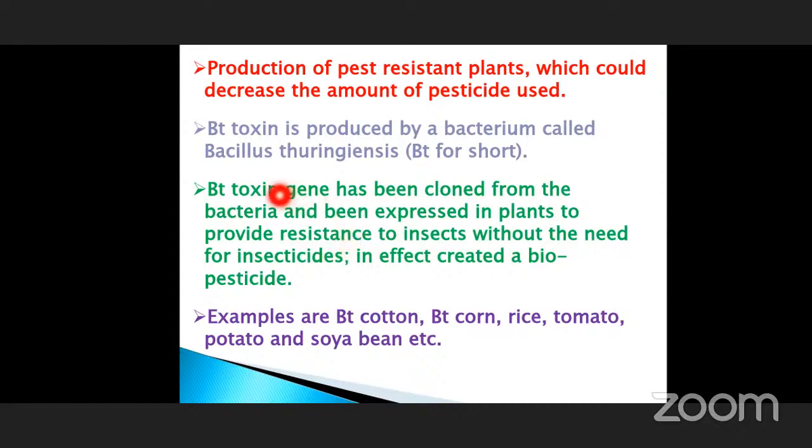Listen carefully. So Bt toxin kills the insects. These insects cause disease to a number of plants: cotton, brinjal, tomato, corn, soybean. So this Bt toxin is isolated from the Bacillus thuringiensis bacterium, and these genes are incorporated into that particular plant to provide resistance to insects without the need for insecticide. Insecticides are chemicals. They can damage the soil fertility. So that's why instead of insecticide, Bt toxin genes are incorporated into the plants to create biopesticides and bioinsecticides to prevent soil damage.